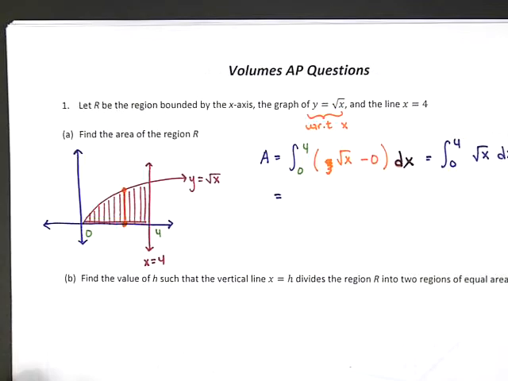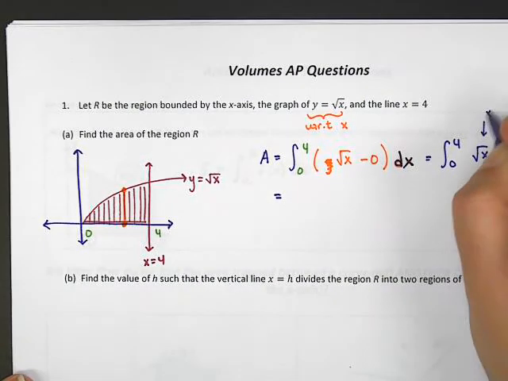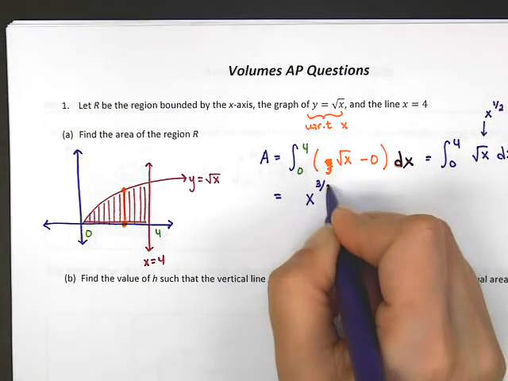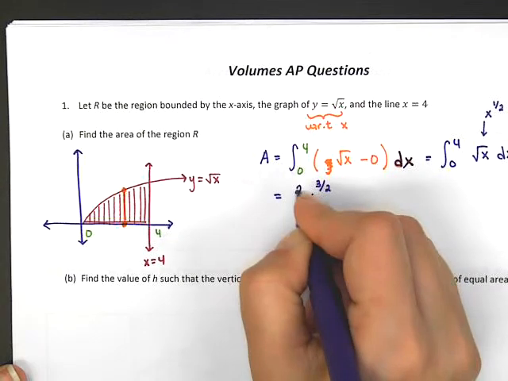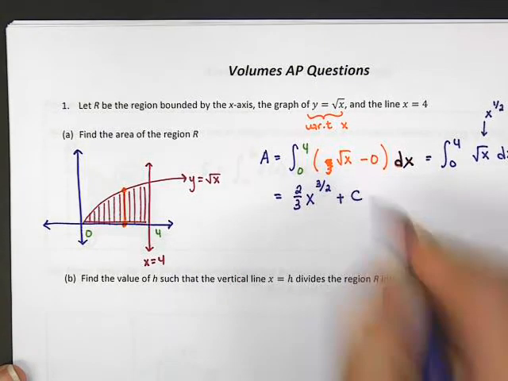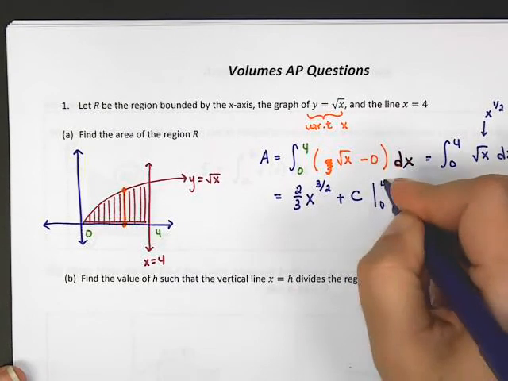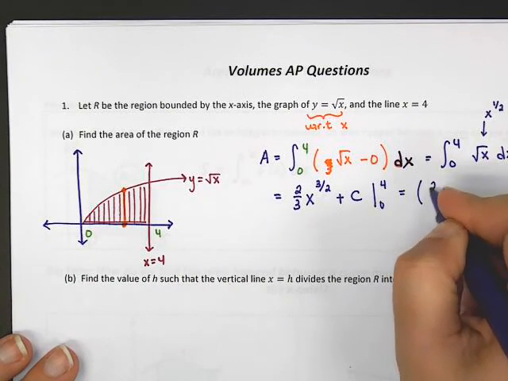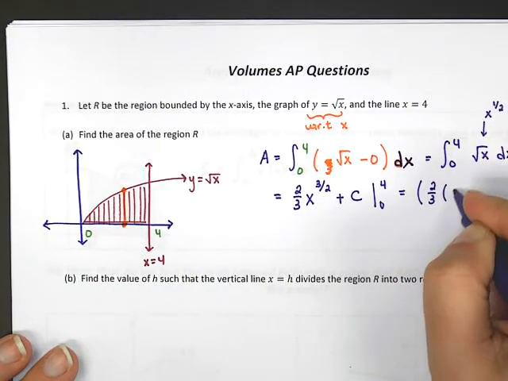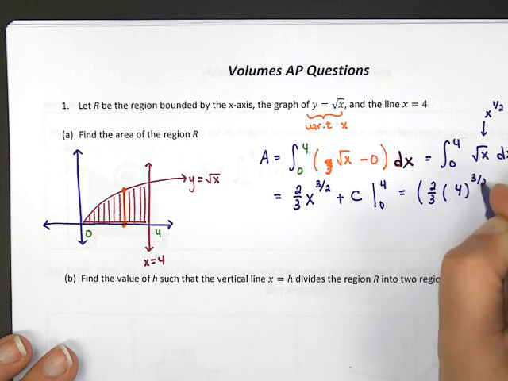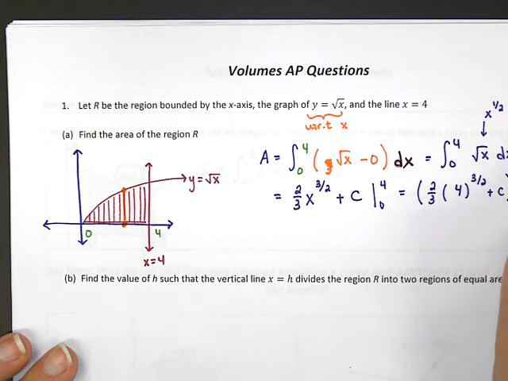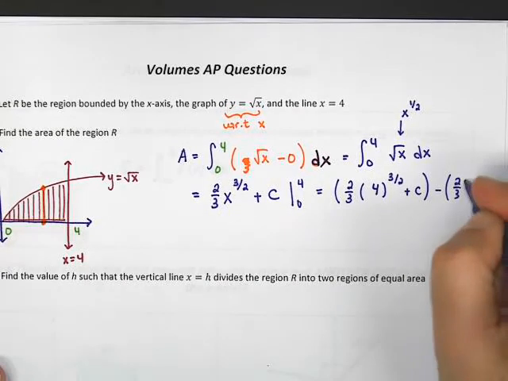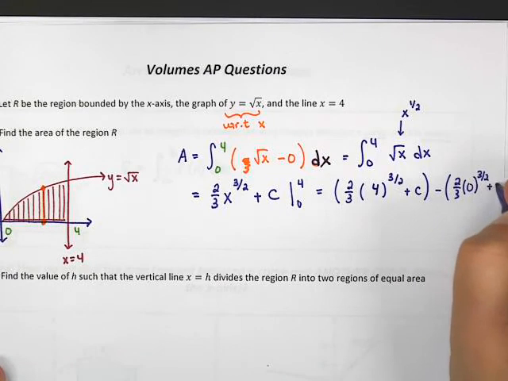Now I'm going to need to do the antiderivative. Now the square root of x is really x to the 1/2. So I would add 1, which would give me 3/2, and then divide by 3/2, which would give me 2/3 for the antiderivative, plus c from 0 to 4. Now I'm going to plug in my top number first. So 2/3 times 4 to the 3/2 plus c, minus 2/3 times 0 to the 3/2 plus c.